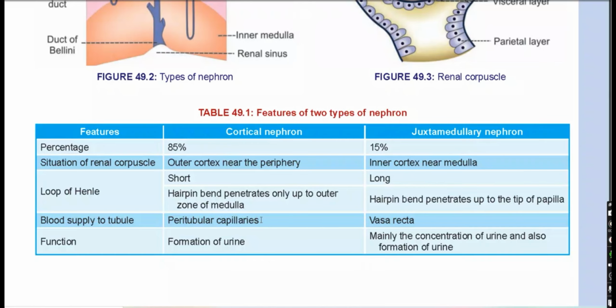And the peritubular capillary, the blood supply to the tubule, is also via the vasa recta. The function is mainly formation of urine, and also mainly concentration of the urine, along with the formation of urine.